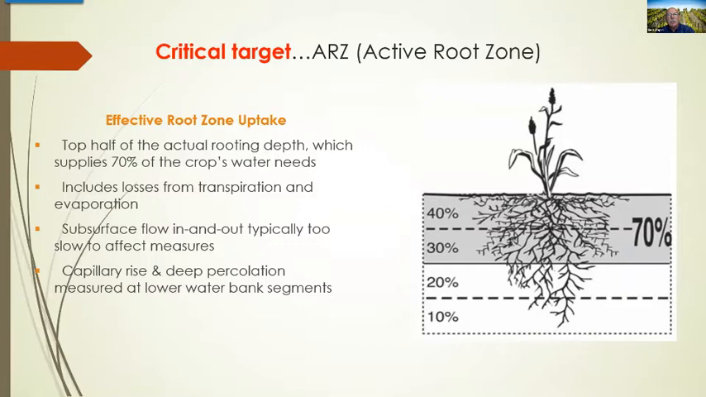And when we start talking about soil moisture, the first question I usually ask people is, how much moisture you got down at 2 feet? If the answer is I don't know, then that's a question that you absolutely need to understand. You need to understand where that water's moving, how you're irrigating, that kind of thing. So the top half of the actual rooting depth supplies 70% of the crop's needs. That talks about transpiration, evaporation, and then this last line, capillary rise and deep percolation.